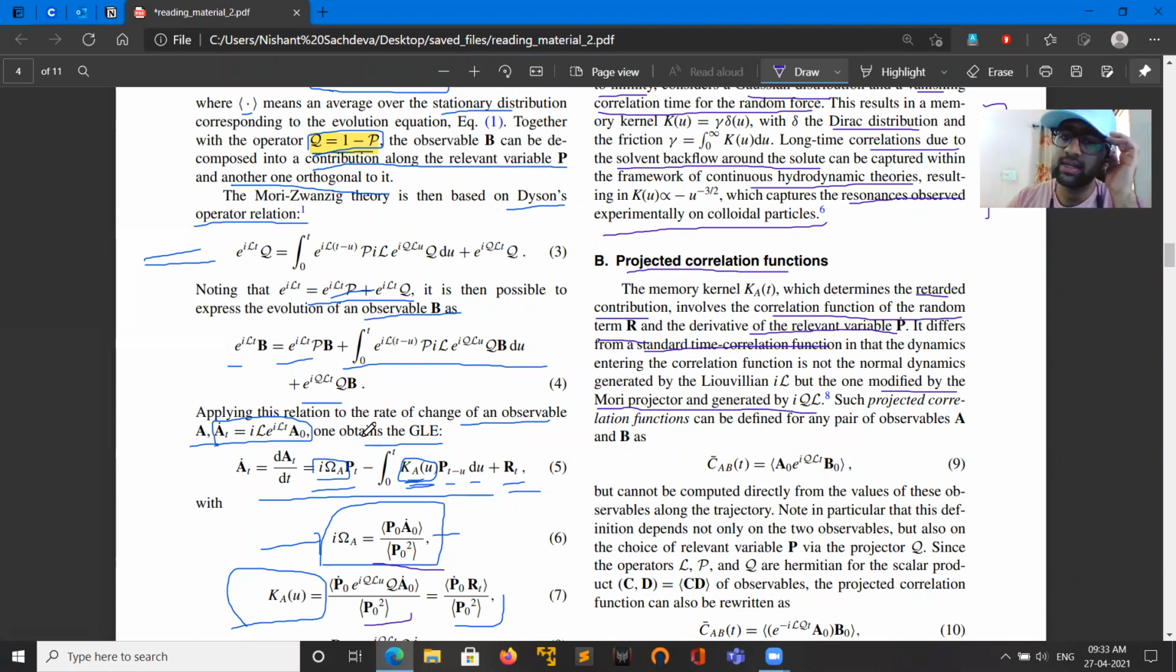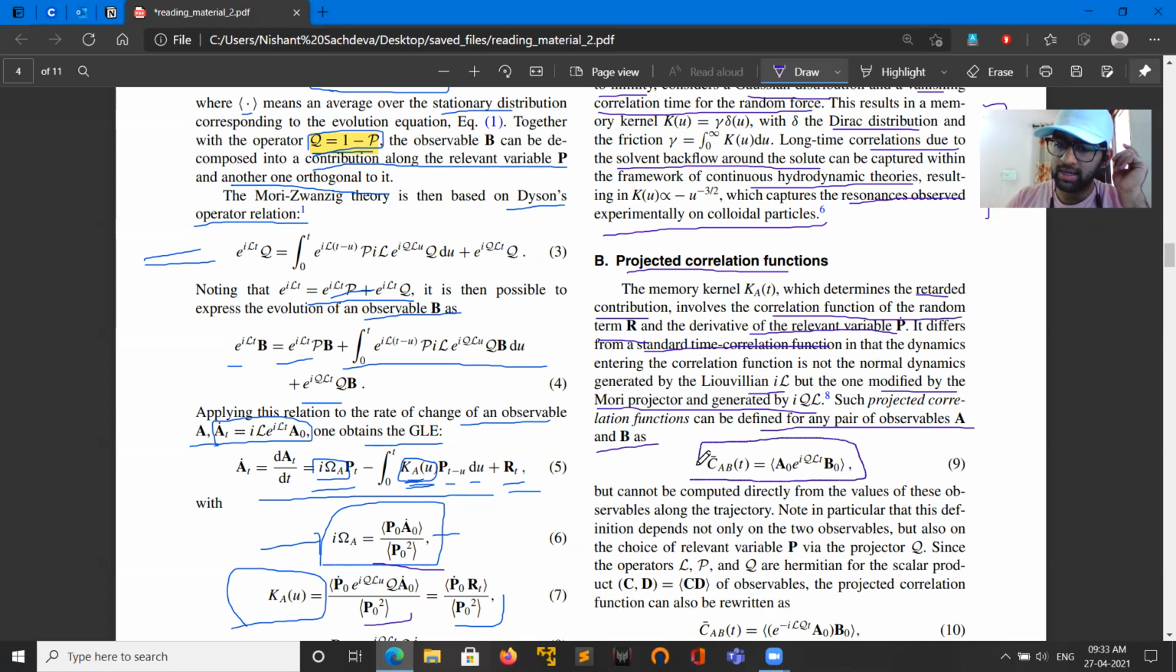What they're saying is that the memory kernel K(t), which determines the retarded contribution, involves the correlation function of the random term R and the derivative of the relevant variable p. How it differs from the standard time correlation functions is that in the standard ones, the dynamics entering the correlation functions are the normal ones, generated by the Liouvillian iL. But in our case, the ones we are using are modified by the Mori projector and generated by iQL. Such projected correlation functions can be defined for any pair of observables A and B as this particular equation.